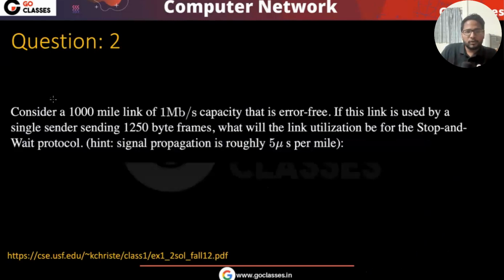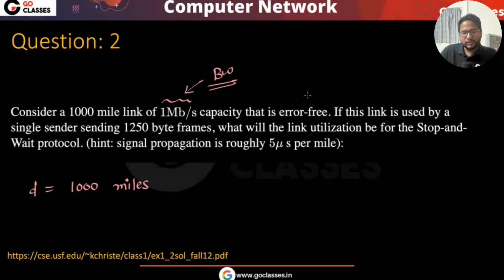So let's see this question. What they're saying: consider a 1,000-mile link, which means the distance given to you is 1,000 miles, of 1 Mbps capacity, which means they have given the bandwidth. From this unit, you can understand this is the bandwidth. That is error free, which means there is no error. If the link is used by a single sender sending 1250 bytes frames, so the length is also given to you, which is 1250 bytes, and the bandwidth is also given to you, which is 1 Mbps, right?